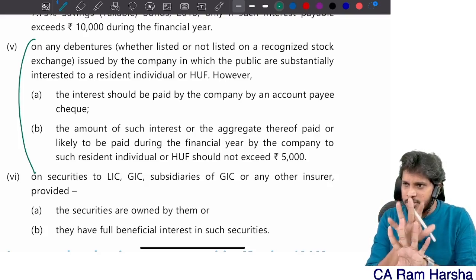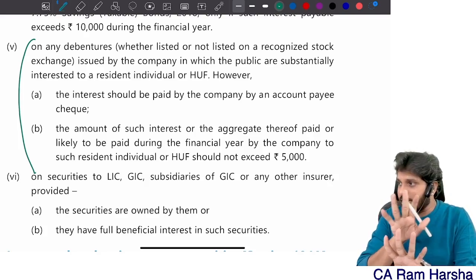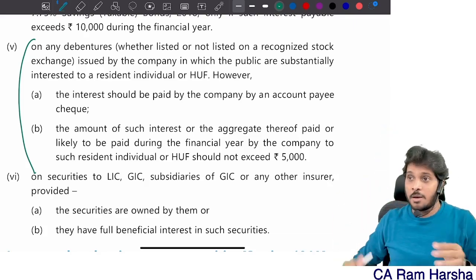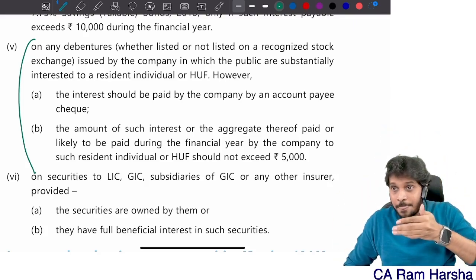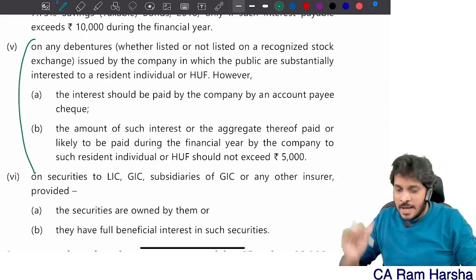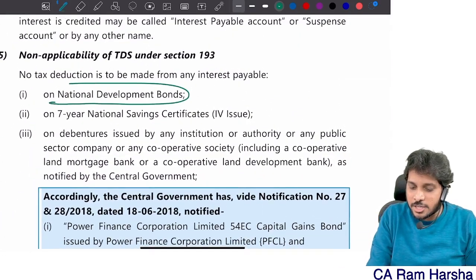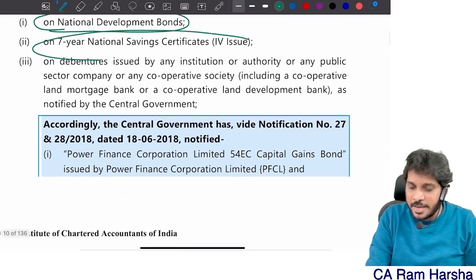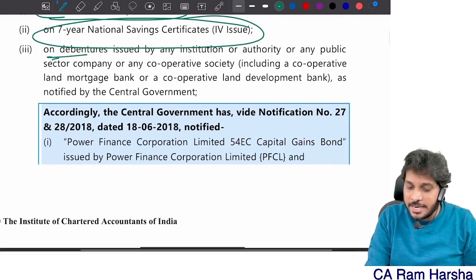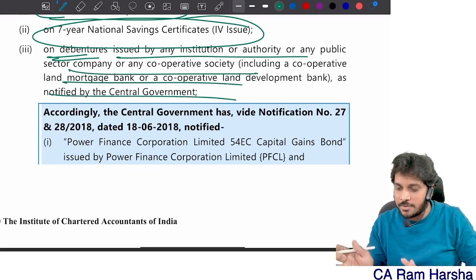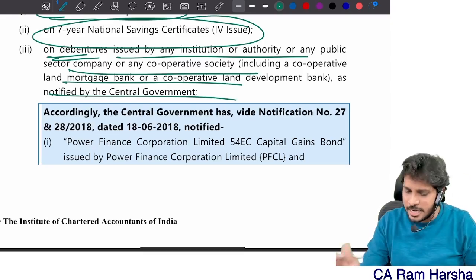TDS on interest on securities is applicable for all SSEs. Flat 10% applicable. But they have given certain exemptions. When TDS on interest on securities is not applicable, if at all you are paying interest on national development bond, if you are paying interest on NSCs, if you are paying interest on debentures issued by these institutions, land mortgage bank, cooperative land bank, primary cooperative society like this, yes or no?